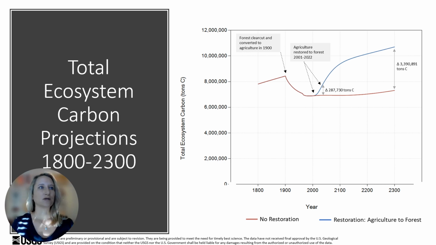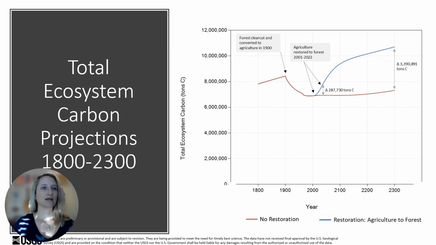And so following the clear cut of the natural wetland forest, there was conversion to agriculture in the area, and we can see a decline in carbon. That's the red line, the conversion to agriculture, and continuing into the future would be the business as usual, so no restoration program. The blue line represents the restoration program by NRCS.